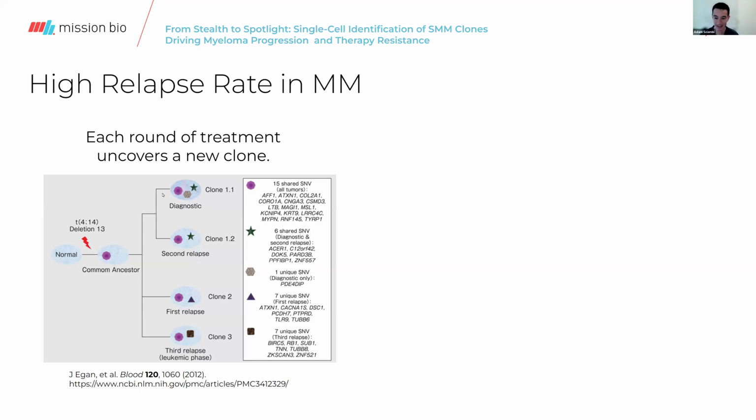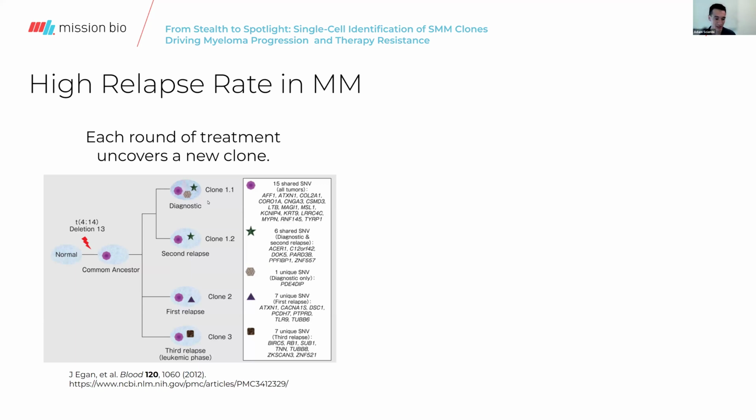So at the diagnostic time point, you can see the various clones represented by these geometric shapes associated with this clone. And then after treatment, another clone became dominant. Here, clone 2, this is the first relapse. And then a different treatment was performed. Then this clone 1.2, which is actually more similar to 1.1, then came up. And then lastly, clone 3 came up. So it's sort of a game of whack-a-mole where you treat one clone and then another one pops up.